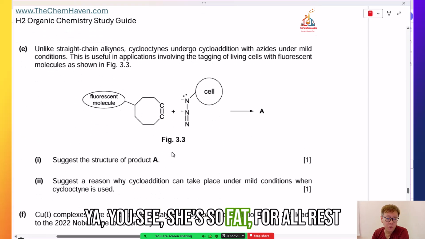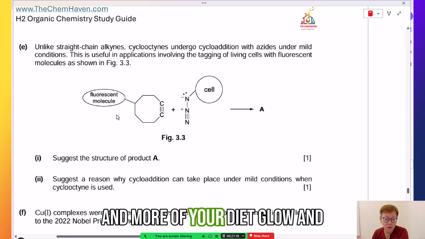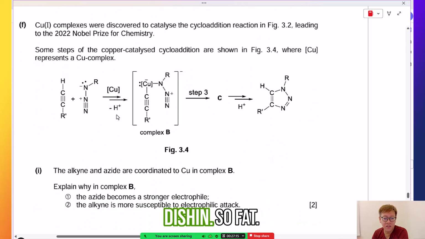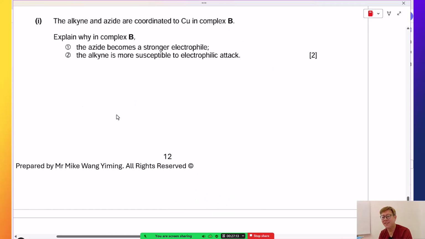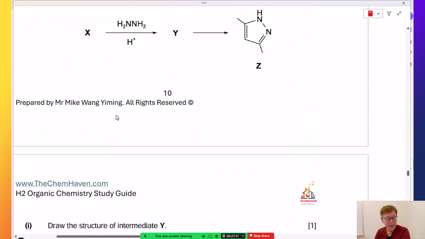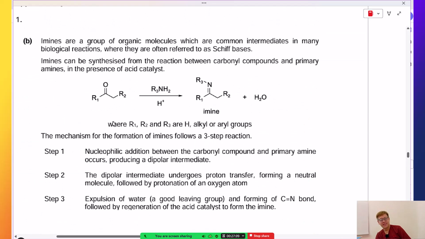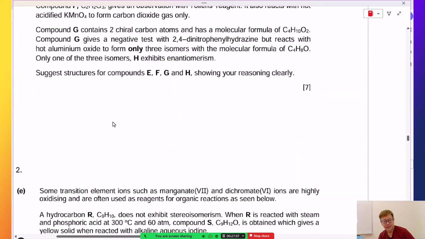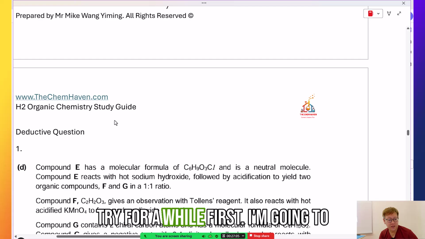Yeah, you see, so fun. Wow, fluorescent molecule, cycloaddition. Wow, so fun. Alright, try for a while first.